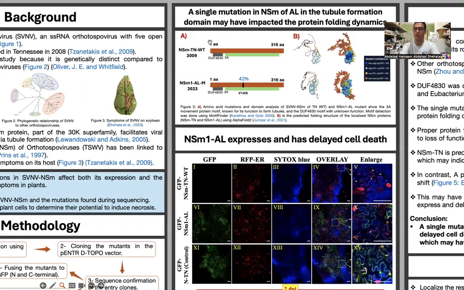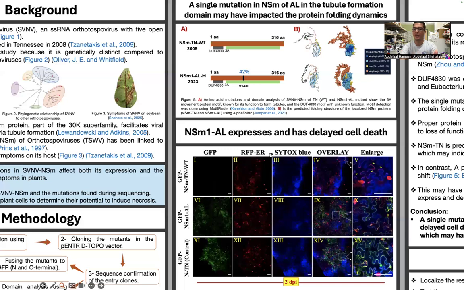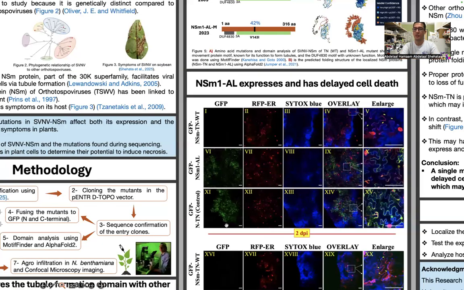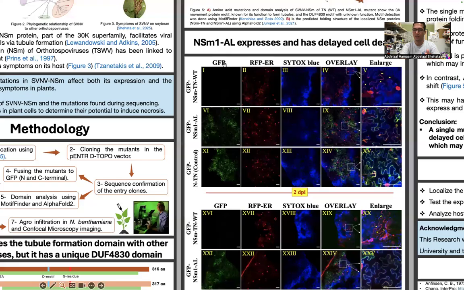So what happened when we put both of them in the plant? When I expressed them in the plant, just to help you understand this figure, the first column is GFP fused to NSM. The second column is the plant, which was a transgenic RFP plant. And after that, I used Cytox, and I will explain why I used Cytox. Then we have the overlay and then a large section to show you what's happening on the level of 1 or 2 cells.